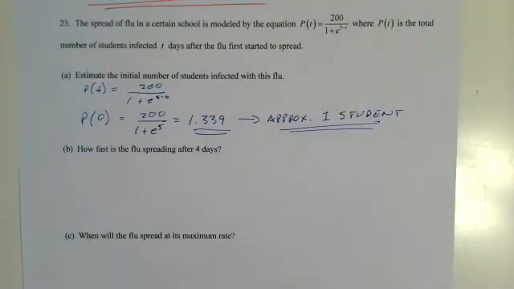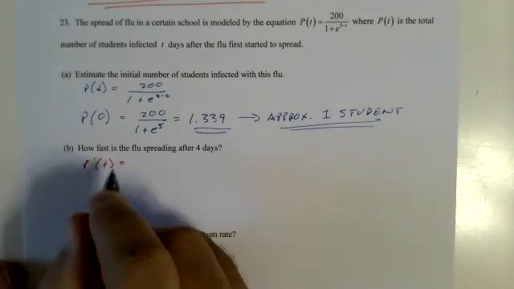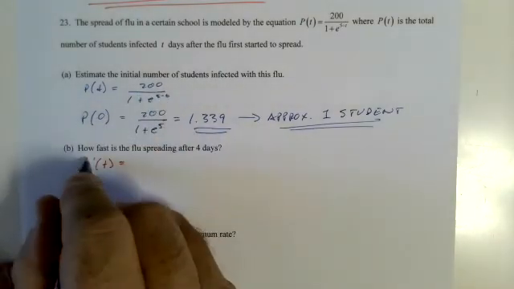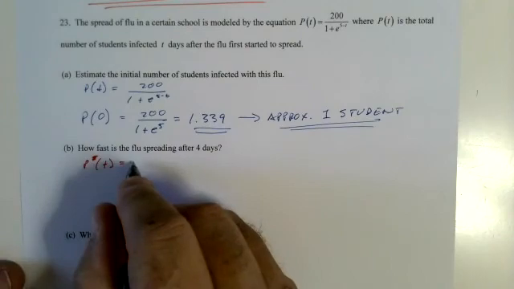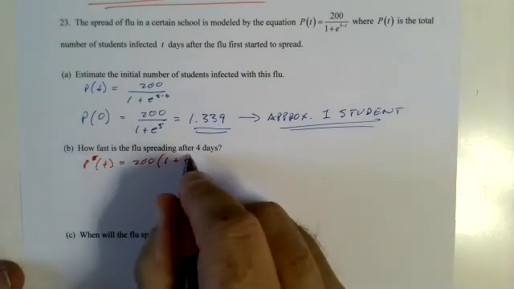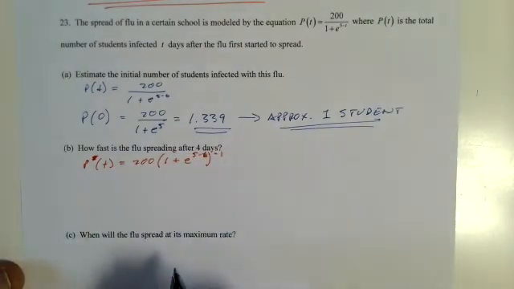Okay, now how fast is the flu spreading after 4 days? Well, that's the derivative. So we got a little work to do here. P prime of t equals, I'm going to throw this up to the top. I am not going to take the derivative yet. 200 times 1 plus e to the 5 minus t to the negative first. That's a t, not a 6.